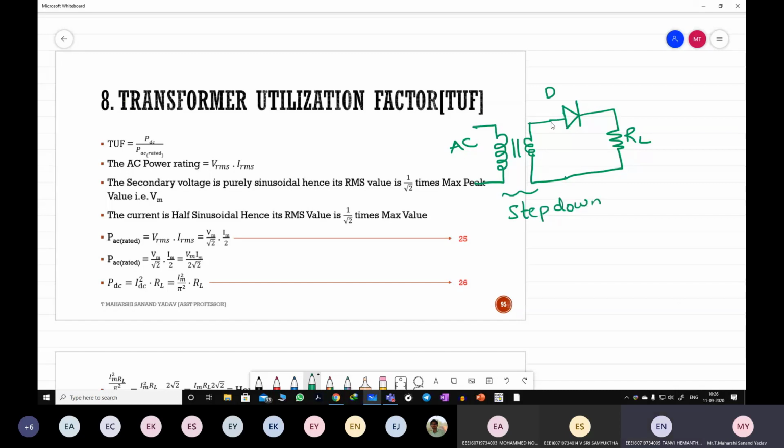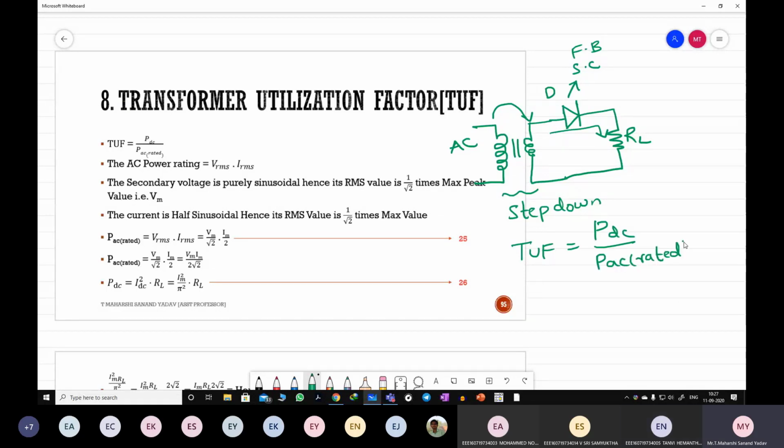So first the input gets propagated from the primary winding to the secondary winding. From there it flows through the diode when the diode is forward biased, like a short circuit, so that the power gets delivered to the load. This tells us how much of the input power is delivered to the output. Transformer utilization factor is nothing but PDC by PAC rated.